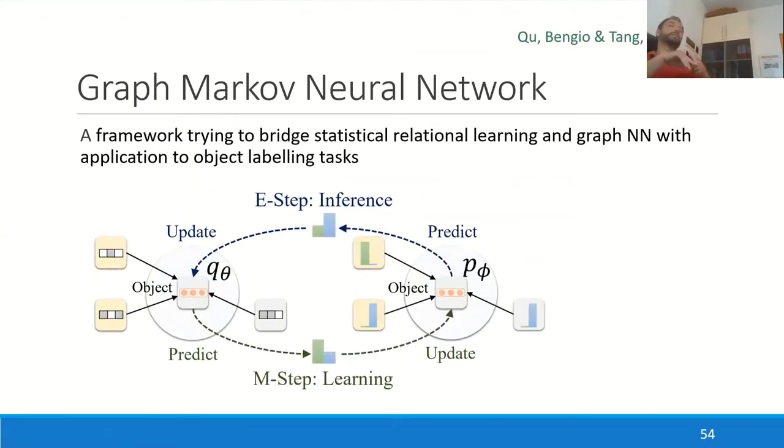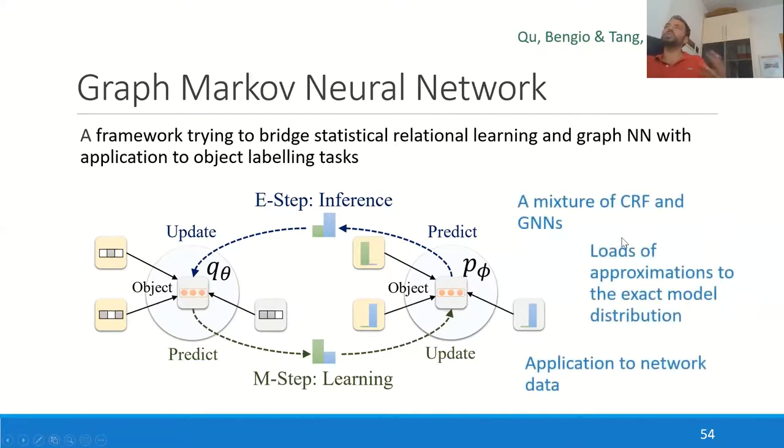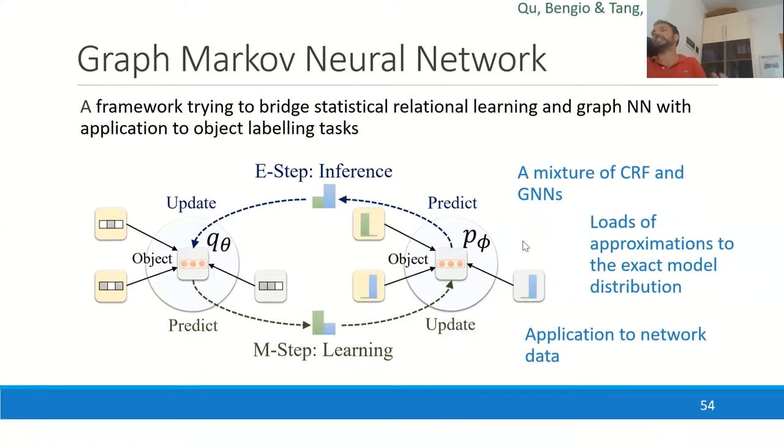This is not the only case of an unsupervised probabilistic neural model. There is one from Qiu and Bengio. This one uses graph neural networks to implement the local potential function of a conditional random field. So the graph is actually a conditional random field, and graph neural networks are used to approximate the local potentials.